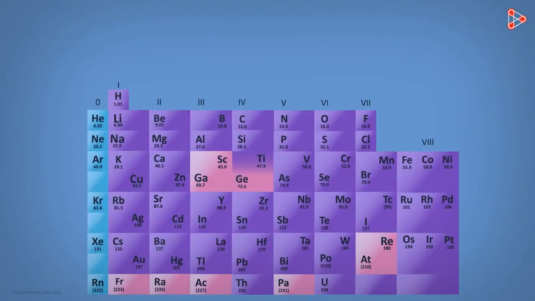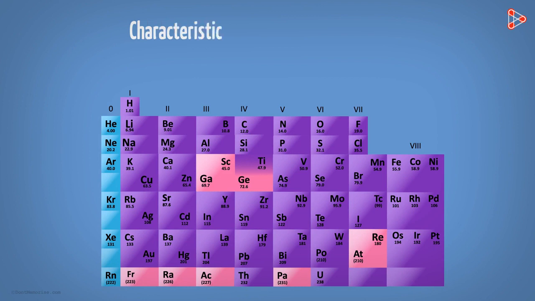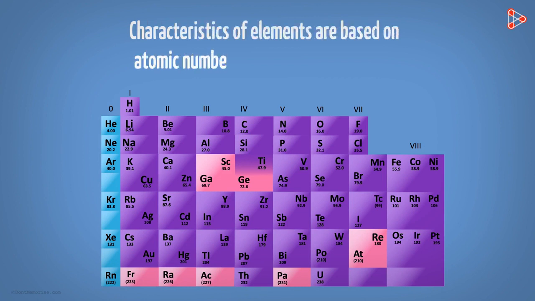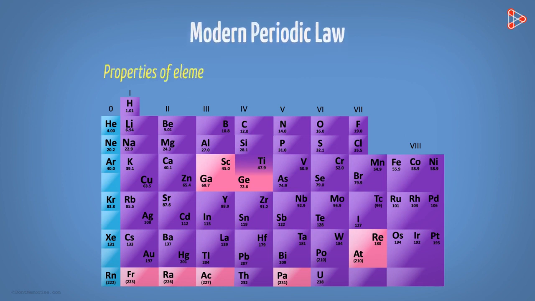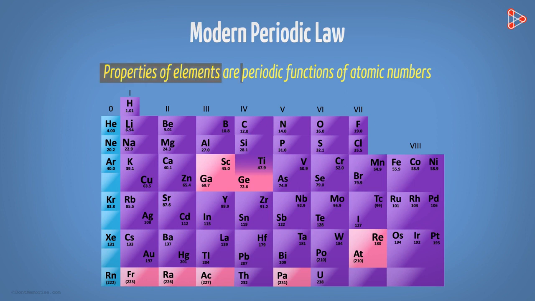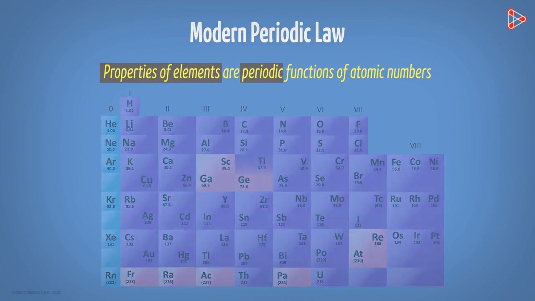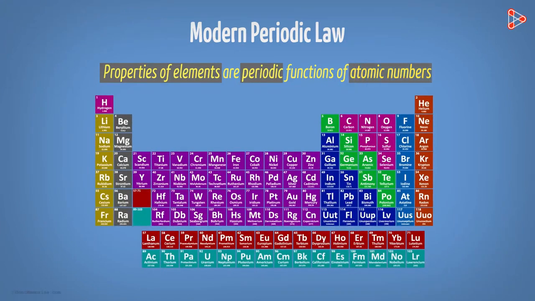Coming back to the table, did Henry Moseley think that characteristics of elements are based on their atomic numbers and not their atomic masses? Yes, that's what he meant. And with this, there emerged a new law of studying the periodicity of elements. It was called the modern periodic law. The law stated that the properties of elements are periodic functions of atomic numbers. So what does this mean? This means that the physical and chemical properties of elements do occur periodically. But this happens when the elements are arranged according to their atomic numbers.